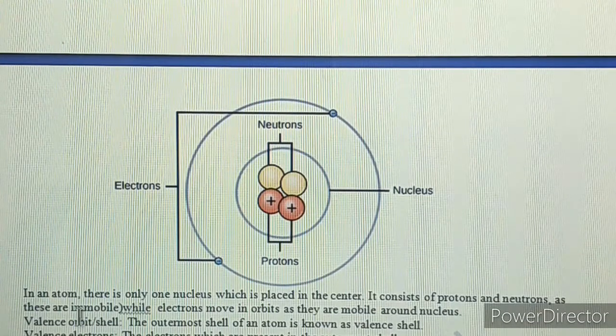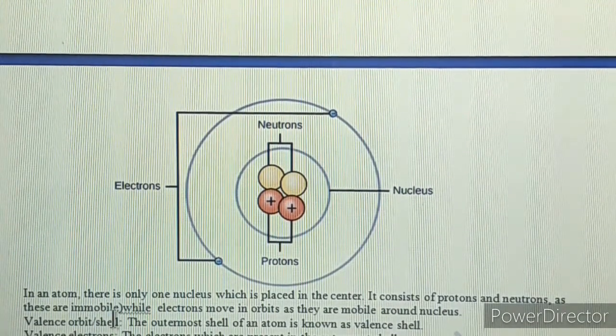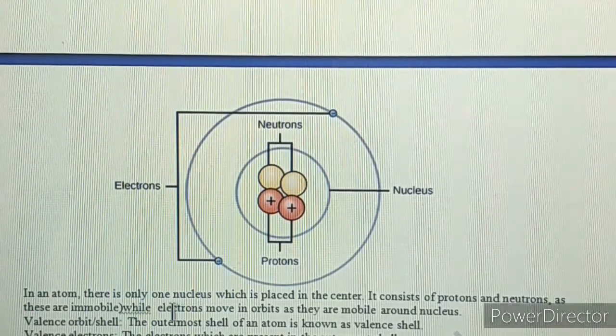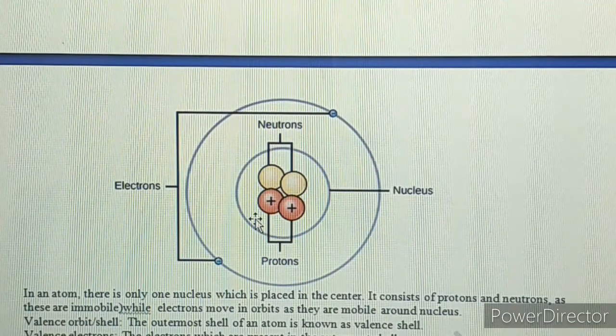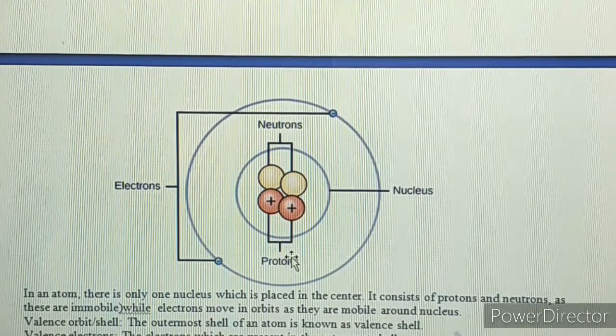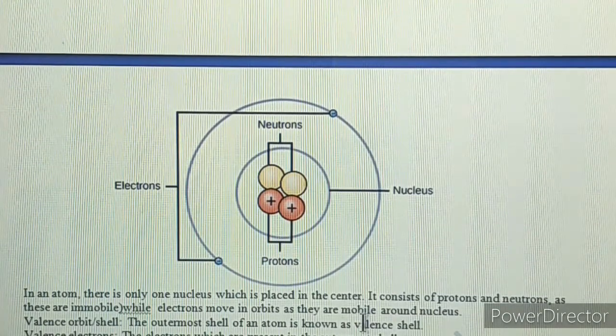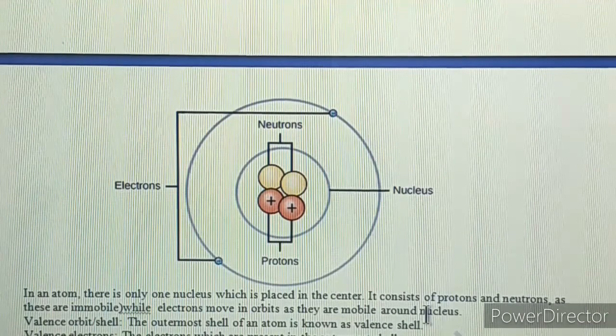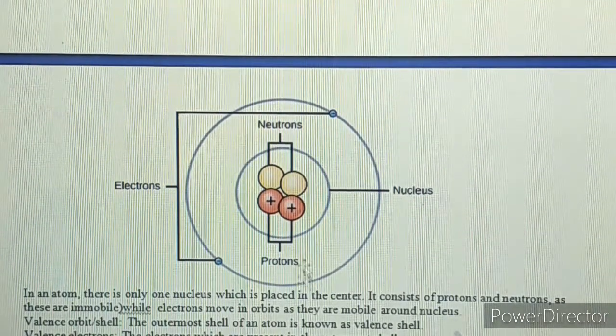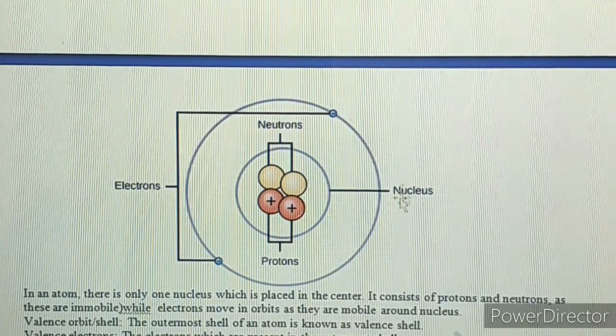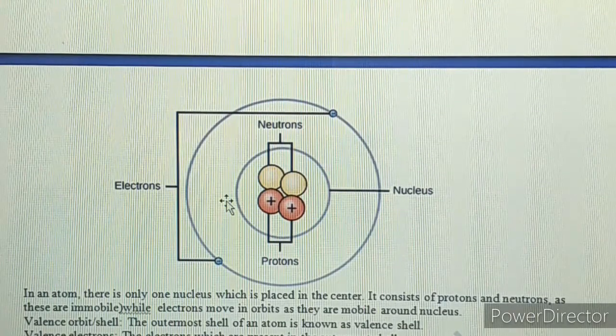Why are they inside the nucleus? Because they are immobile. They are not able to move. So they are present inside the nucleus, while electrons move in orbits. The electrons are moving in orbits, which are also called shells, and as they are mobile, they move around the nucleus. Okay, children, got it? This is the picture of an atom.